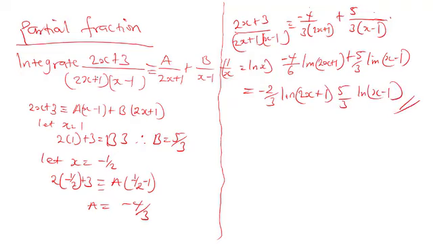So if you have to find the integral of this partial fraction, this is exactly where you will arrive: minus 2 over 3 ln(2x plus 1) plus 5 over 3 ln(x minus 1). You can see that the concept is very, very straightforward. There's no stress in this.